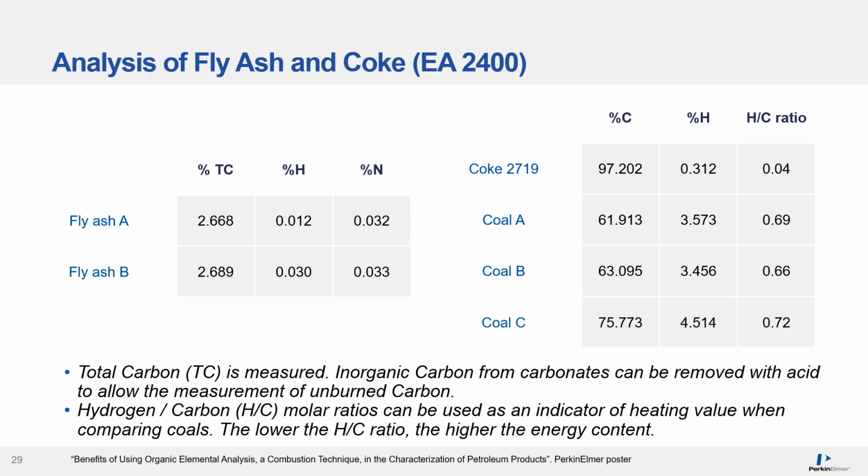For coal and coke samples, the hydrogen and carbon H to C mole ratios can be used as an indicator of heat values when comparing coals. The lower the H to C ratio, the higher the energy content. This is due to higher carbon content increasing the energy value. And so you can see this kind of analysis on the right-hand side in that table with varying different coal materials.